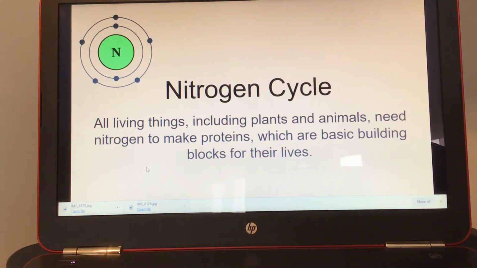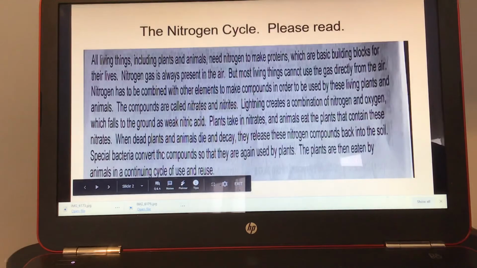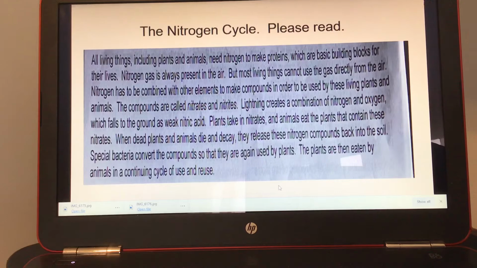Today's lesson is on the nitrogen cycle. All living things, including plants and animals, need nitrogen to make proteins, which are basic building blocks for their lives. We're going to read this together. All living things, including plants and animals, need nitrogen to make proteins, which are basic building blocks for their lives.